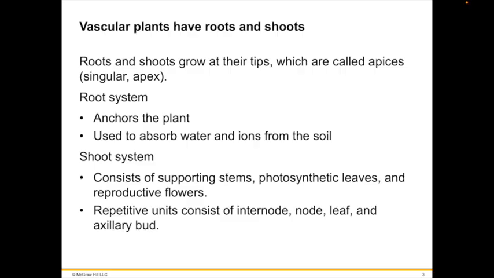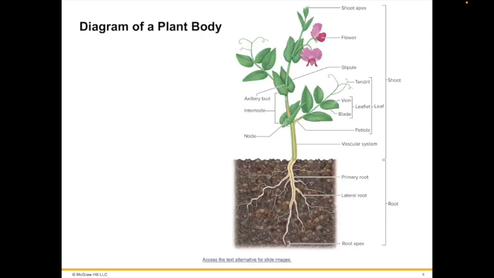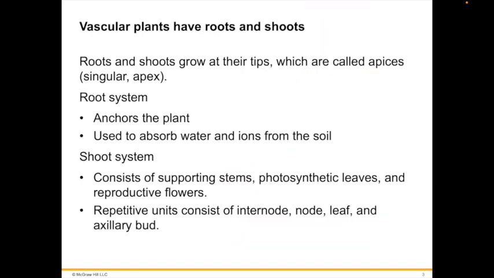A vascular plant consists of a root system and a shoot system. I'll show you that here. Roots and shoots grow at their tips, which are called apices, and I'll call it an apex. The root system anchors the plant and penetrates the soil, from which it absorbs water and ions crucial for the plant's nutrition. Root systems are often extensive, and growing roots can exert great force to move soil material as they elongate and expand.